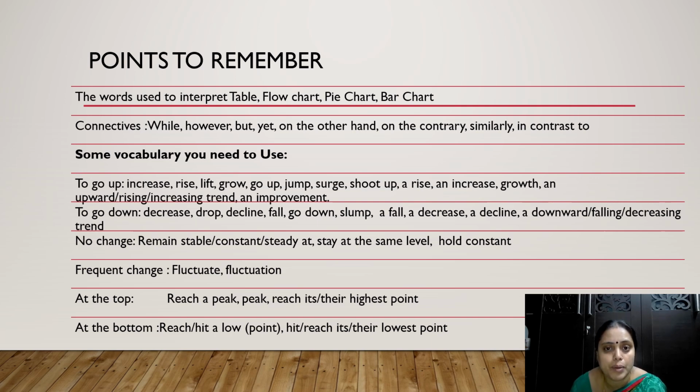Now I am going to tell you the general connectives that you can use to interpret a pie chart, bar chart and also the table. The general words are: while, however, but, yet, on the other hand, on the contrary, similarly, in contrast to. These are all the general connectives that can be used.